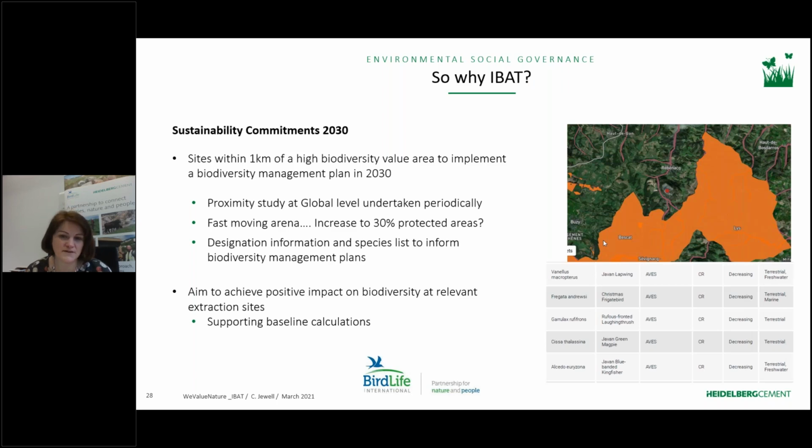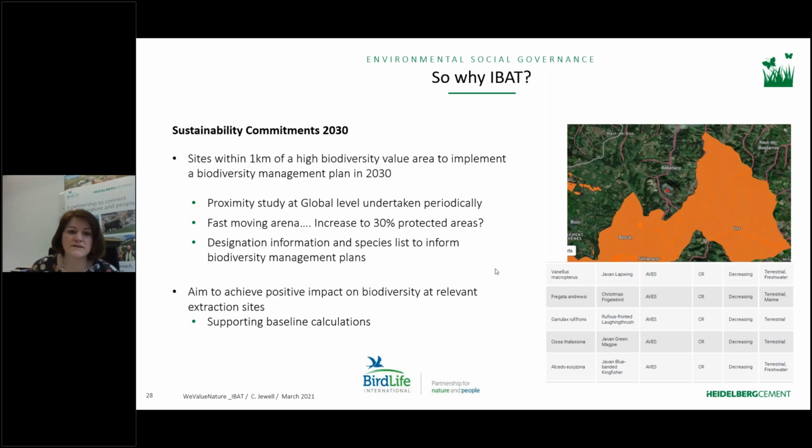Also, I spoke earlier about the biodiversity management plans, so we need to create these if they're not already in place, which they are for about 50% of our quarries now. But how do we understand how to develop them? Again, IBAT provides really useful information. It links us through to information on why an area is being designated, and the IUCN species list ranges also help us understand what species could colonize the quarries and therefore need to be considered when developing these biodiversity management plans.